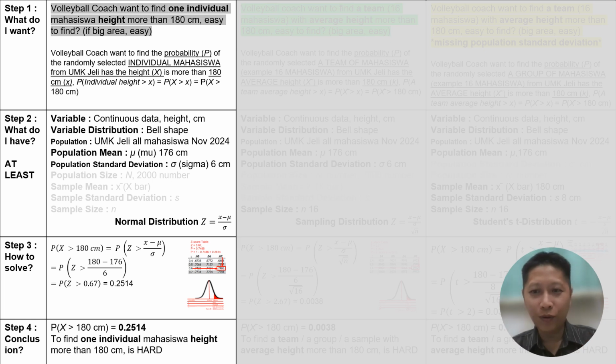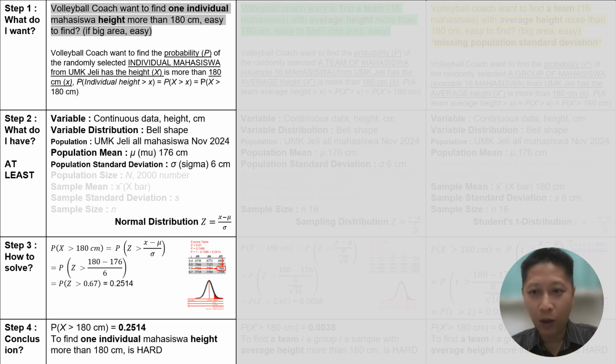We are going to follow the 4 big steps like last week. The first step is, what do we want? And then, what do we have? Next, what formula can we use, how to solve it? And the last one is, what is the conclusion? For case number 1, we just want to find one individual, one mahasiswa who is very, very tall, 180 cm or above. Is it easy to find or not?